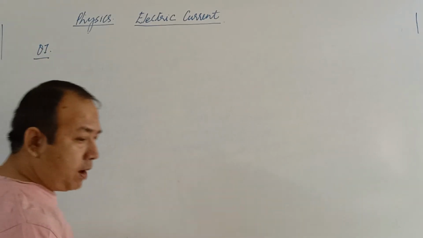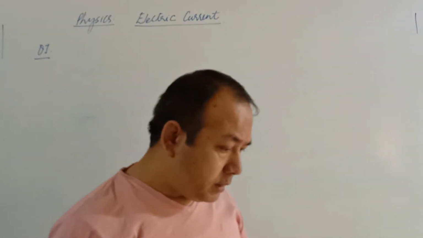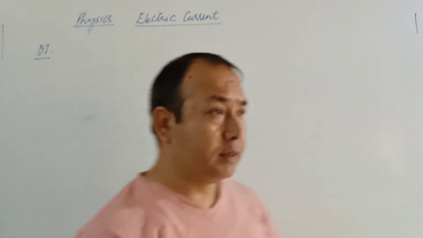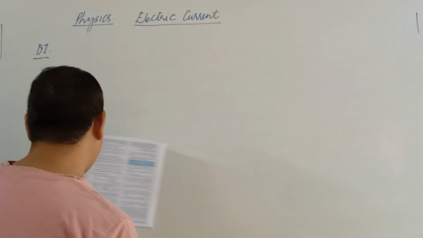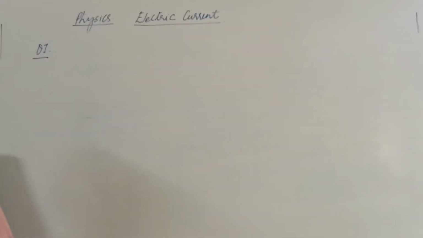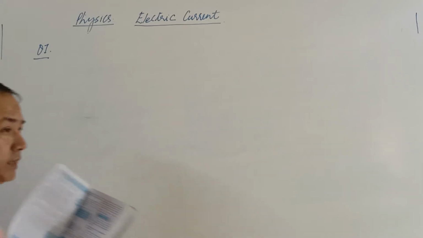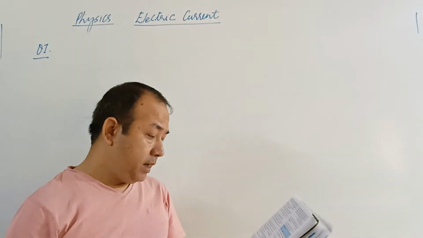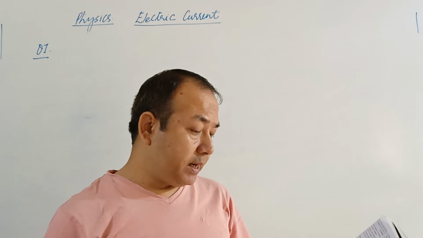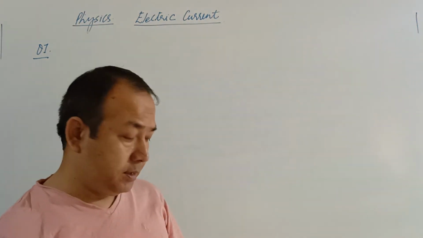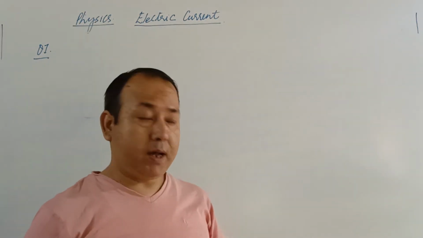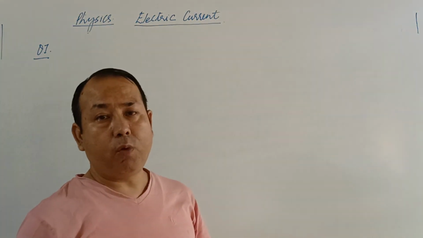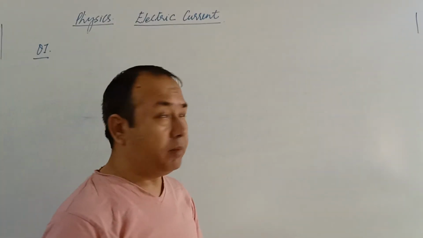Now here in question number 1, it is given that in a conductor 6.25 into 10 power 16 electrons go from its end A to B in 2 seconds. Find the current flowing through the conductor. The charge associated with each of the electrons is given equal to 1.6 into 10 power minus 19 coulomb.